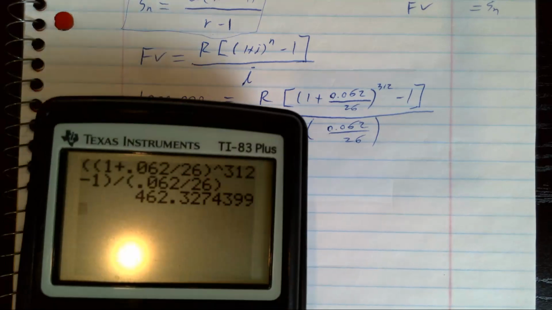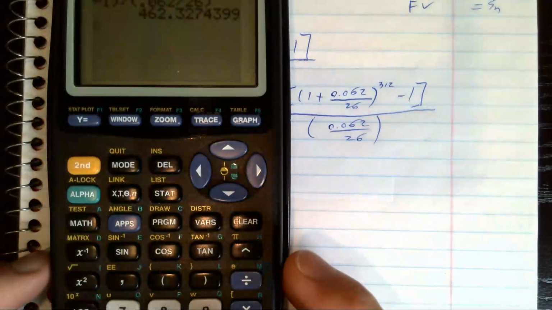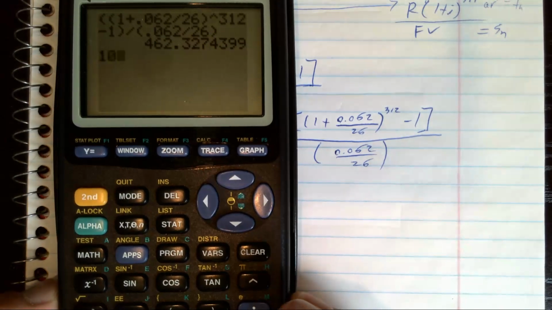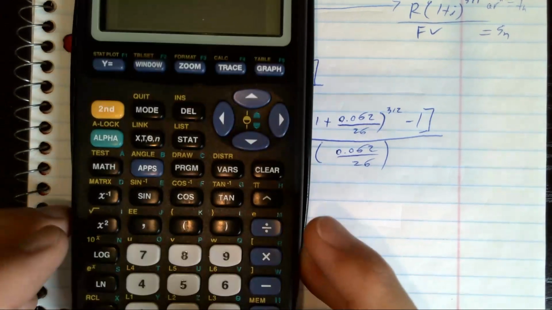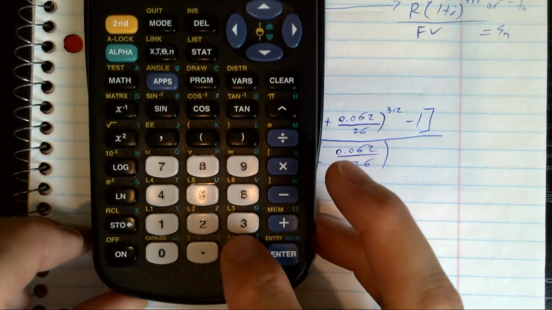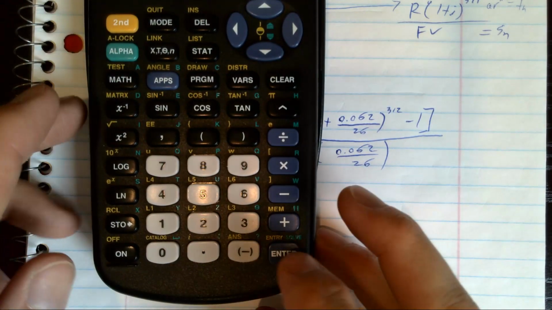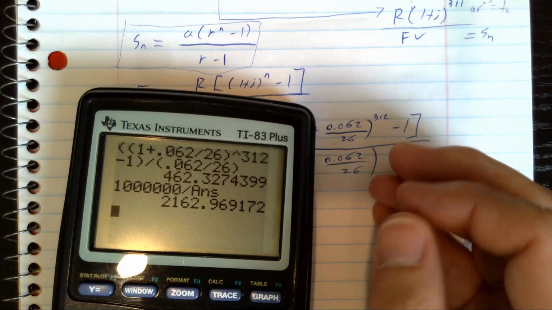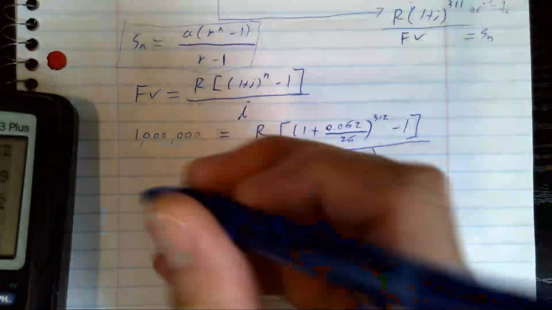I divide 1 million by that answer. 1 million divided by that. And here's my answer key all the way down here, by that answer. And it spits out this number. Now I'm happy that this number is positive.